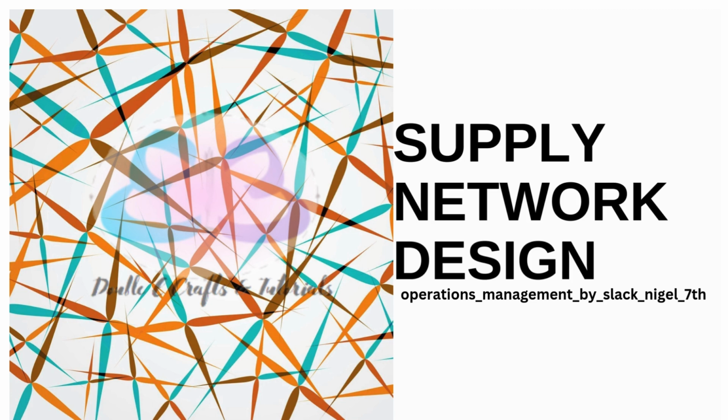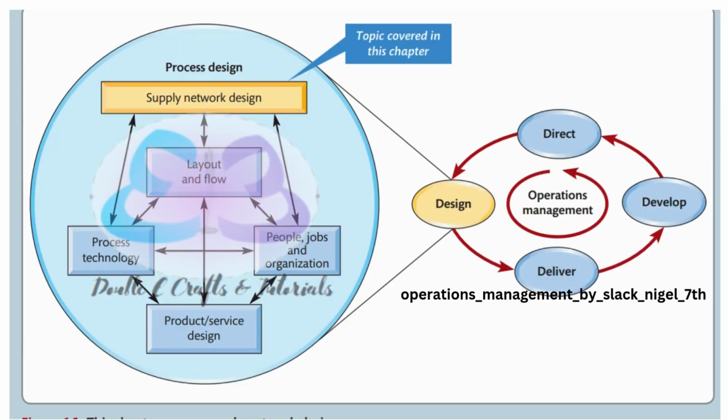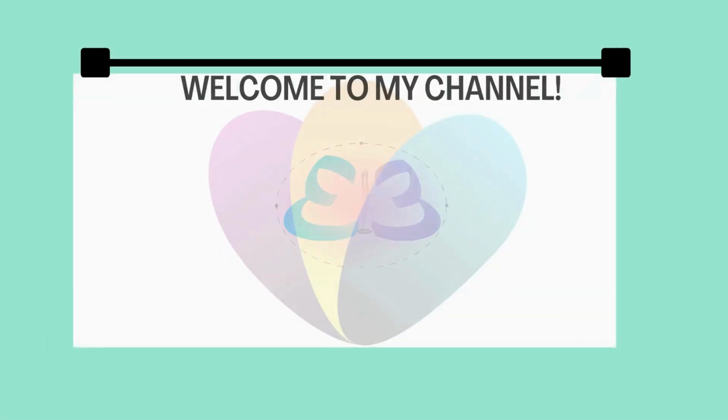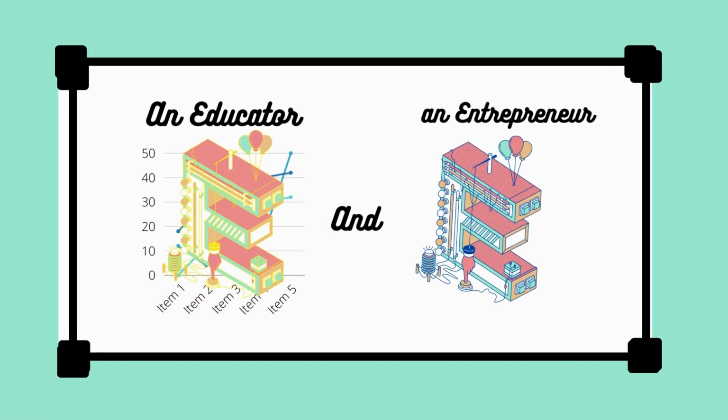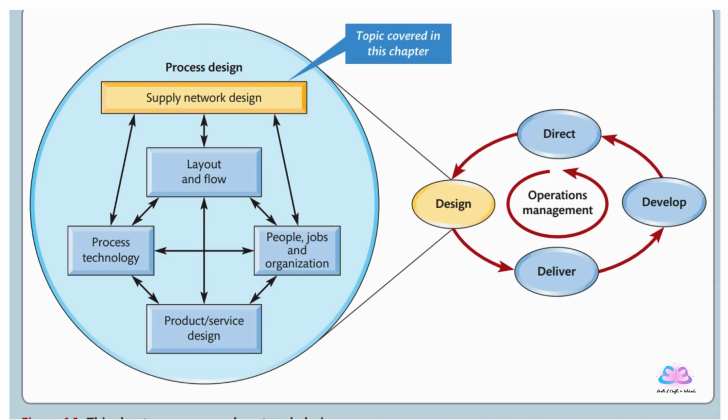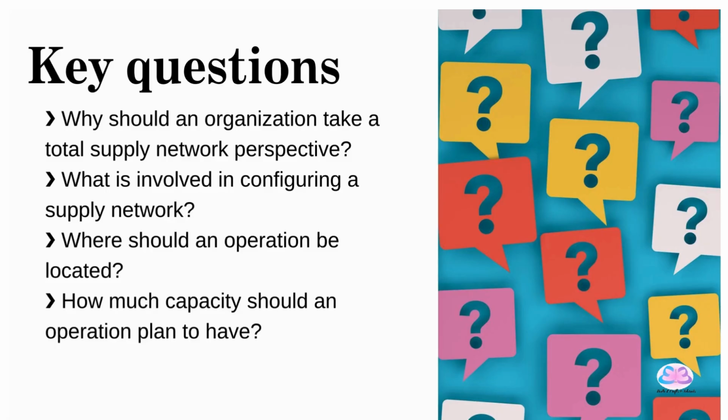Network design starts with setting the network's strategic objectives. Now, this helps the operation to decide how it wants to influence the overall shape of its network, the location of its operation, and how it should manage its overall capacity within the network. Here, we treat all these strategic design decisions in the context of supply networks.